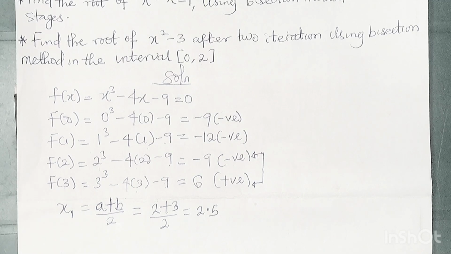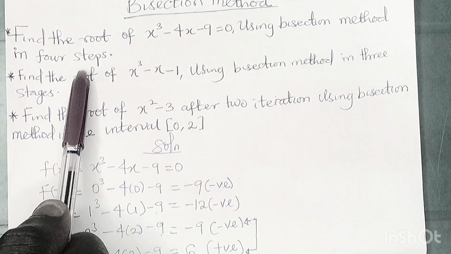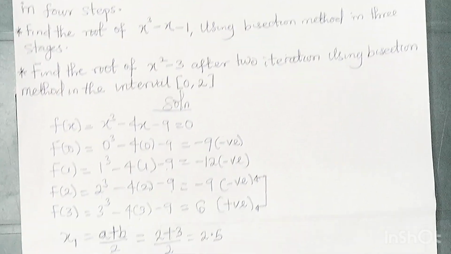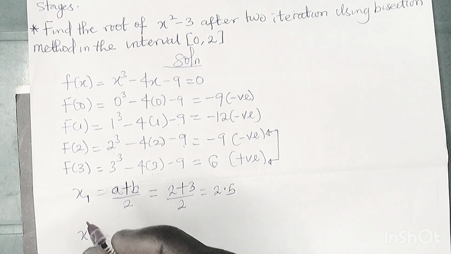So if the question says you should find the first iteration alone, that is going to be your answer. But what did the question say you should find? The question says up to 4 steps. That means up to the 4th iteration. So how am I going to go about it? I need to do the second iteration. And how am I going to do that?